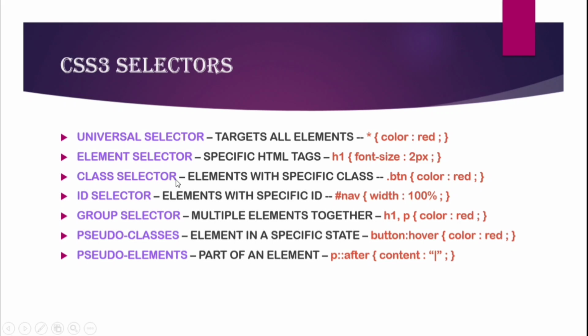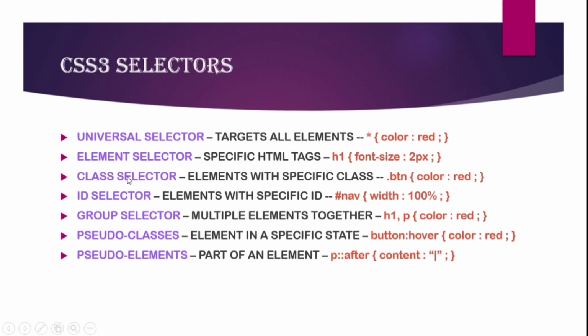So here the class selector, whatever class value we have given to the HTML element will be called by using the dot method. For calling any class, we use a dot, then we write the class name. Here I am using btn. Btn is nothing but the button. For the button tag, I have added the class equal to btn. So I am calling the class selector here by using .btn, and I am adding the color equal to red. So whatever element has btn as a class, the color red will be applied to it. This is nothing but elements with a specific class, which is the class selector.